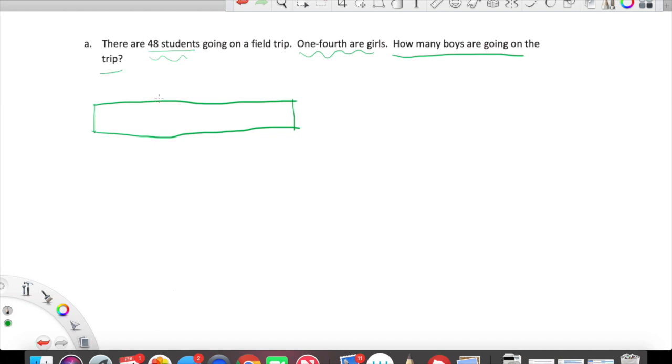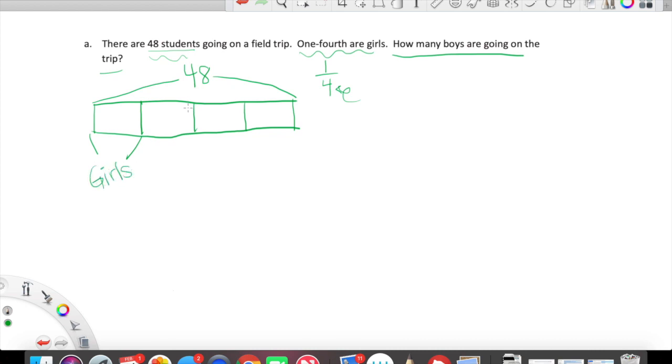Before we do that, however, let's go ahead and organize this information. So we have 48 total kids. That means that our tape diagram represents 48 kids. We're going to chop this 48 into fourths because 1/4 has a denominator of, you guessed it, 4. Beautiful. Now let's go ahead and organize the information that we are given in the problem.